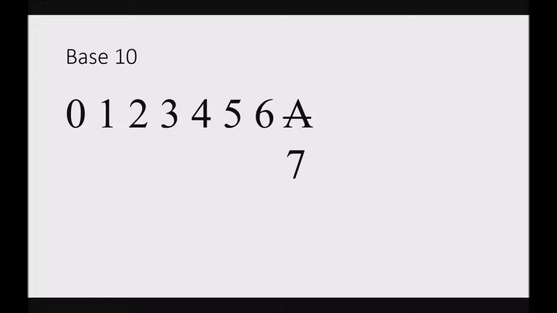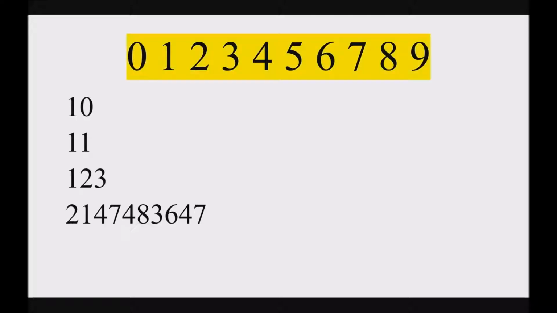What does that mean? Well, if you look at the current number system, you notice that there are only 10 unique digits that represent every single number. We have 0, 1, 2, 3, 4, 5, 6, no wait, that's 7, 8, and 9. Combinations of these numbers make up every number imaginable, like 10, 11, 123, and 2,147,483,647. Same 10 digits every time.